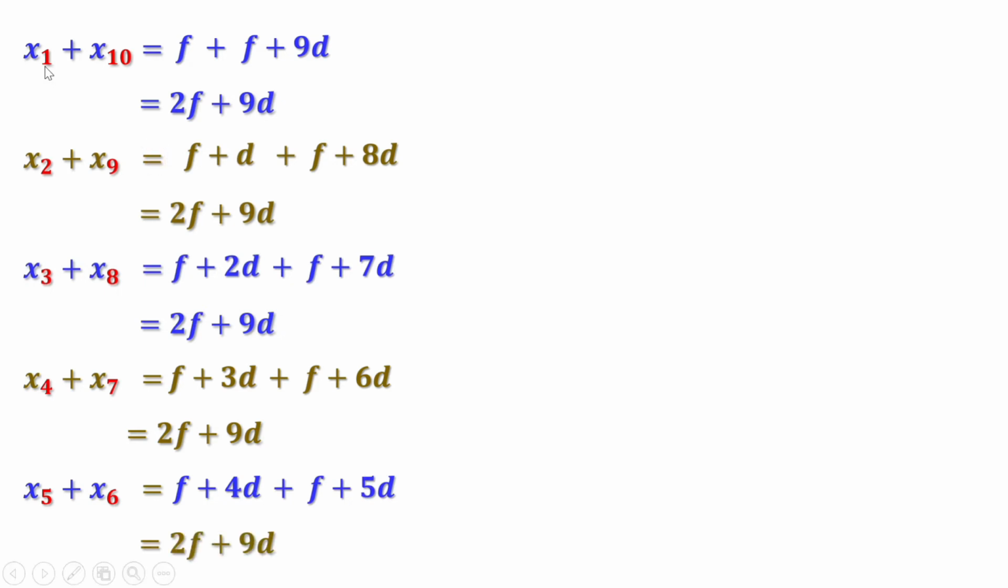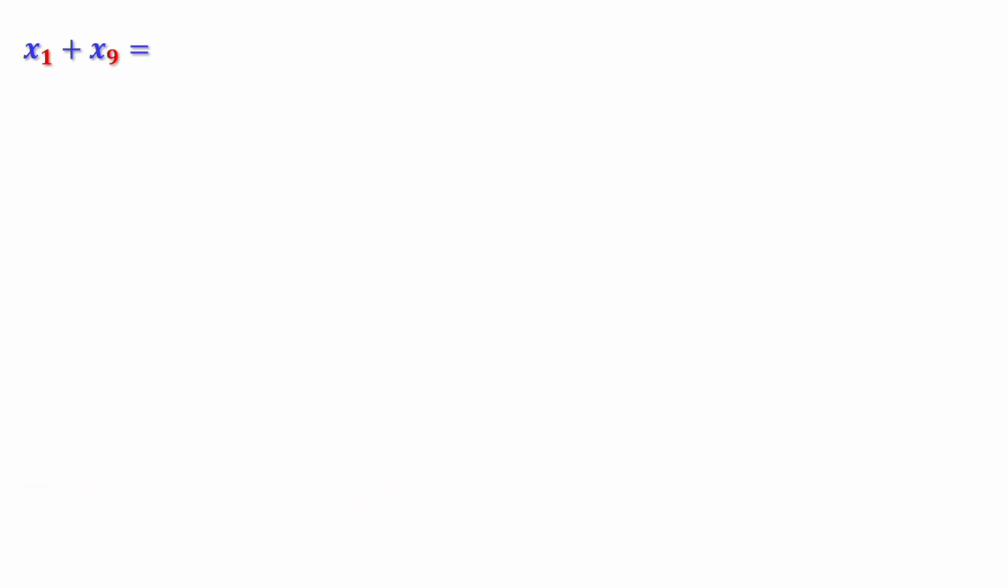Look at the positions. 1 plus 10 is 11, 2 plus 9 is 11, 3 plus 8 is 11, 4 plus 7 is 11, 5 plus 6 is also 11. So when the sum of the positions are equal, sum of the terms are also equal. Now what happens when we take an odd number of terms? Let me take 9 terms now.